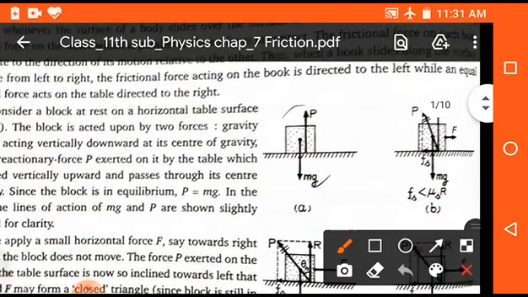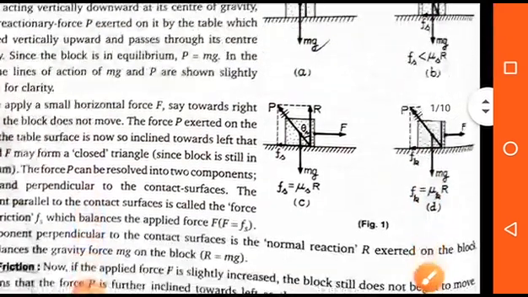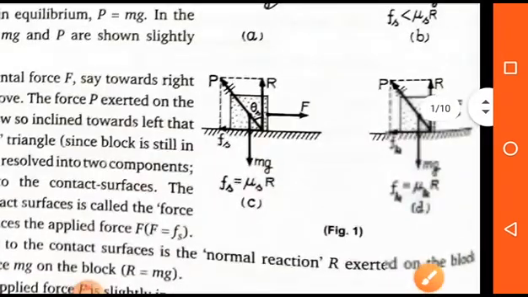Clear, student? Now you know that when we place any object on a surface, there are two forces working on that object. First is weight, which is working in the downward direction, and second is the reaction force, which is working in the upward direction, and they balance each other, by which the object remains at rest. Clear? Okay. Now see the second diagram.